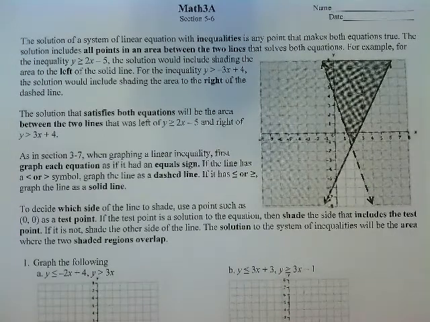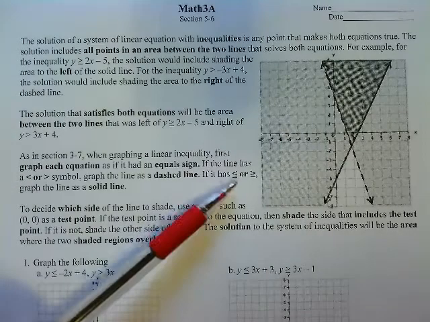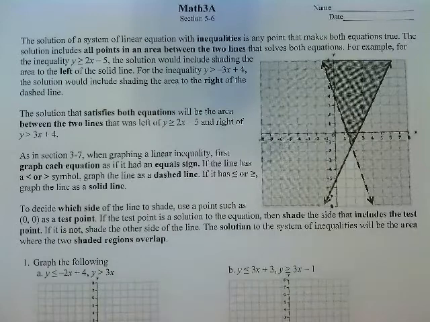First graph each equation as if it had an equal sign. If the line has a greater than or less than symbol, graph the line as a dashed line. Notice these do not have lines underneath, whereas these ones do. Then you would use a solid line.